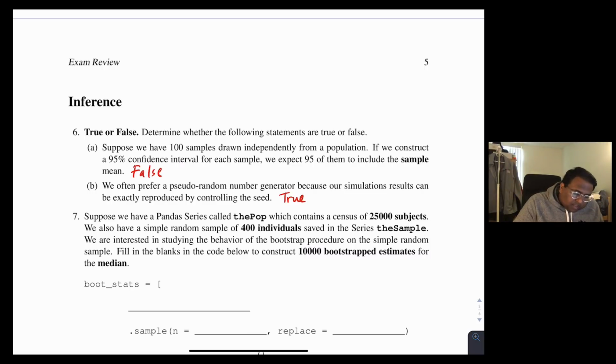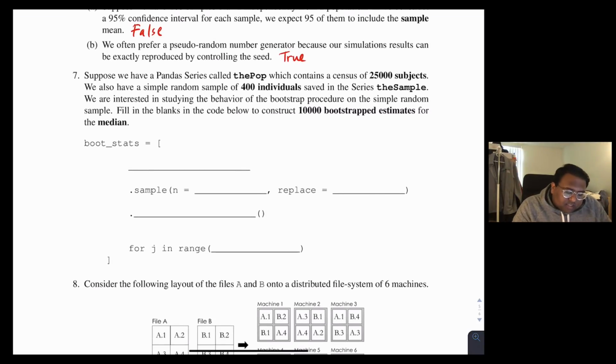So that's true. Now 7, suppose we have a pandas series called POP, which contains a census of 25,000 subjects. So that's like our population information. And we also have a simple random sample of 400 individuals saved in sample. And what we want to do is get 10,000 bootstrapped estimates for the median.